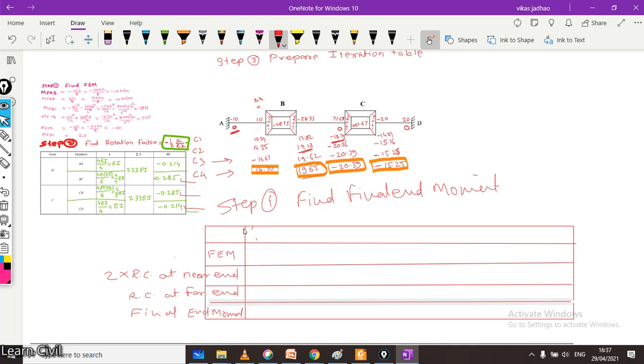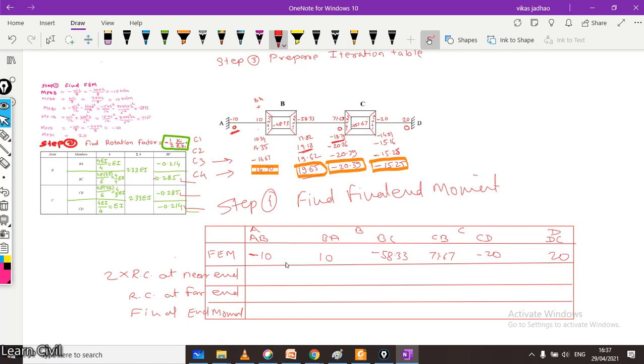Okay, so we have different joints. At joint A we are having only one member, that is AB member. At joint B we have two members, that is BA and BC. At joint C we have CB and CD, and at joint D we have only one member. We'll first write down the fixed end moment values. We have already calculated that. Here we have minus 10, here we have 10, here we have minus 58.33, here CB is 71.67, CD is minus 20, and DC is 20.